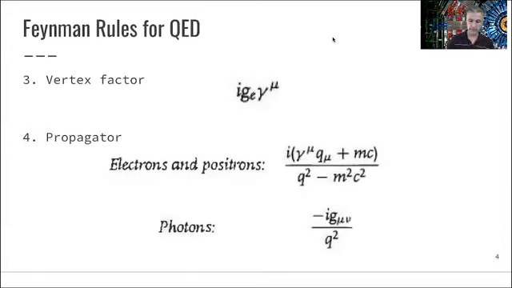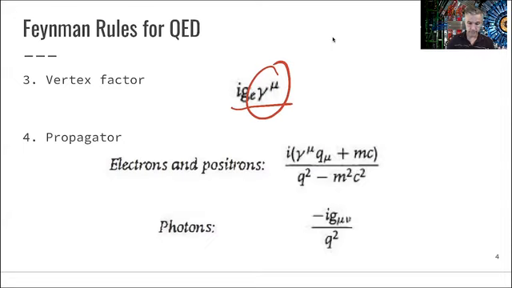All right, then we have a vertex factor. Here g_0 or g_e is a constant and a dimensionless quantity. But we do have to have a gamma^mu here as part of our vertex factor.